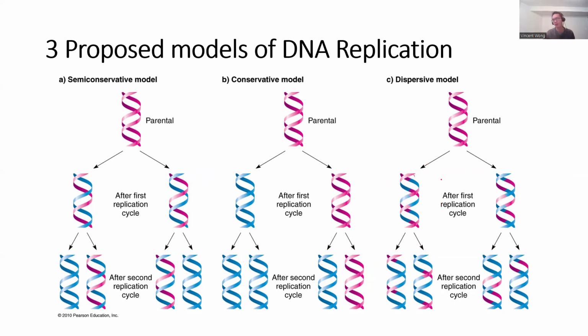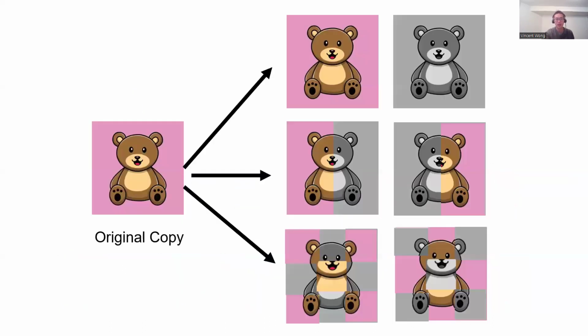Now, I understand this is very hard to visualize. So I made this picture. It took me 30 minutes to make this. I hope it is going to be helpful for you. So let's say we have an original picture here. Teddy bear, right? And you can photocopy it like this. You just put it in the photocopier and make a copy. Do you think this is conservative, semi-conservative, or dispersive? What does that look like to you?